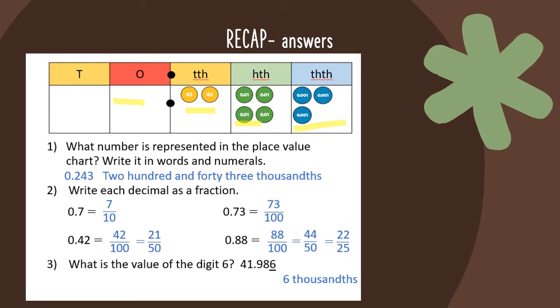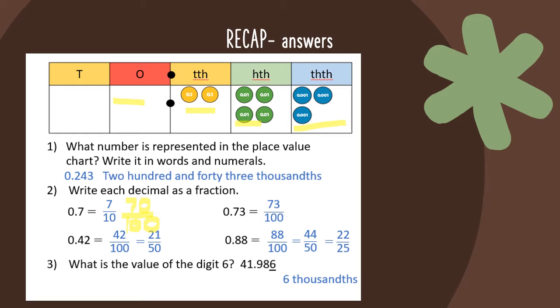So I know that 0.7 would be 7/10. You may have said 70 over 100. That is absolutely fine, but we know that 70 hundredths is 7/10 in its simplest form, so that's the equivalent fraction there. For 0.42, you have 42 hundredths, and again that can be simplified to 21/50, and you can see that it's been halved, so divided by 2.